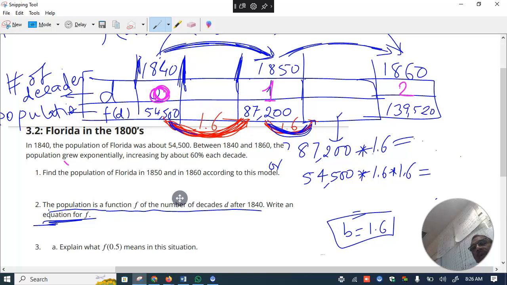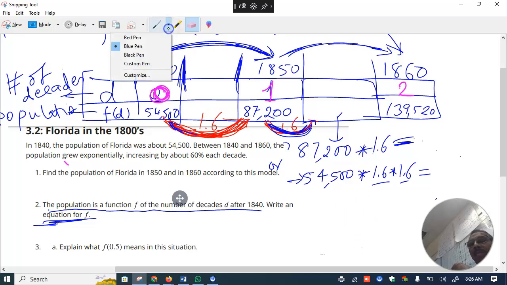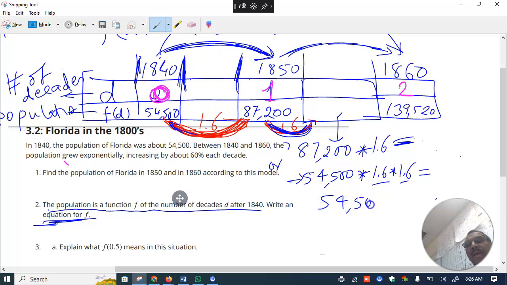So there are two ways. Either you write it this way and start from the beginning, but you are multiplying 1.6 twice. Let me write it one more time here. It is 54,500 times 1.6, which is the growth factor, raised to the power 2. Got it? It's raised to the power 2, which is actually f of 2.